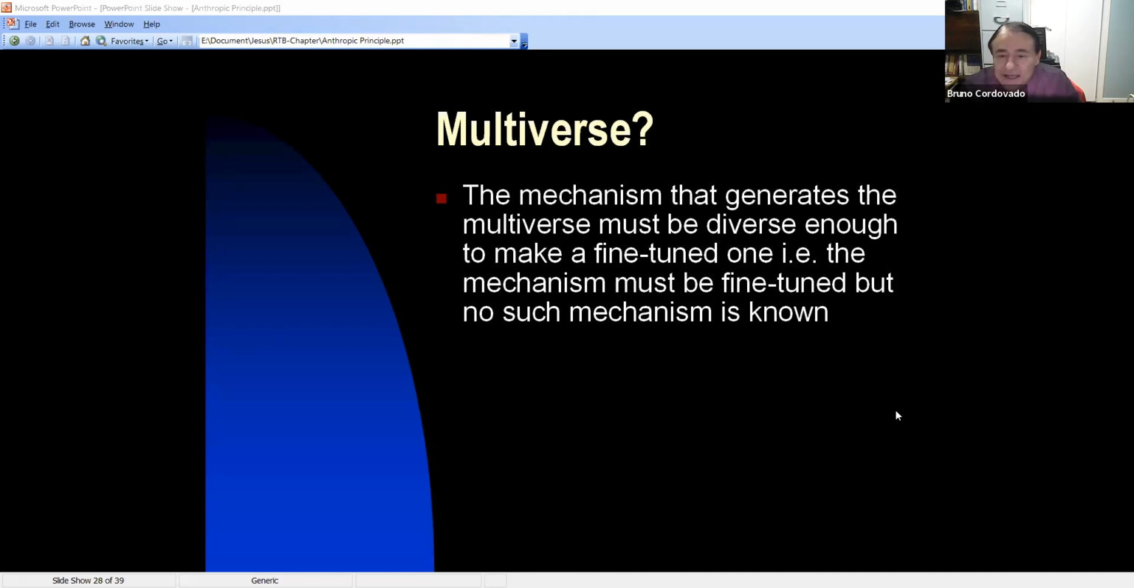So anyways, the multiverse itself, in order for it to work, you'd have to have some way of generating all these infinite types of universes, and they have to be different enough so that one of them would be fine-tuned for life. But how do you create such a possible mechanism? How do you make an infinite number of universes where all the known factors of that universe are different from the others, and to have one of them be fine-tuned? And no one knows of such a mechanism.